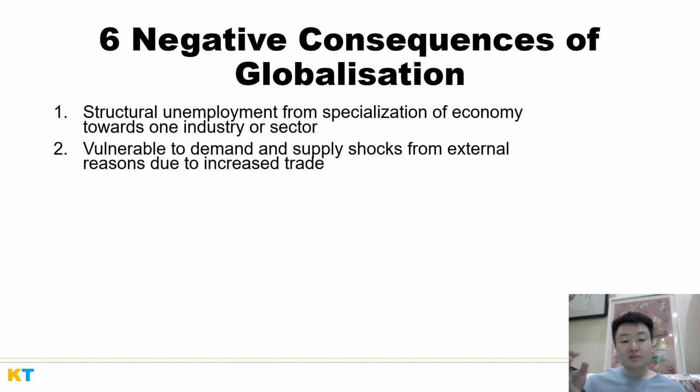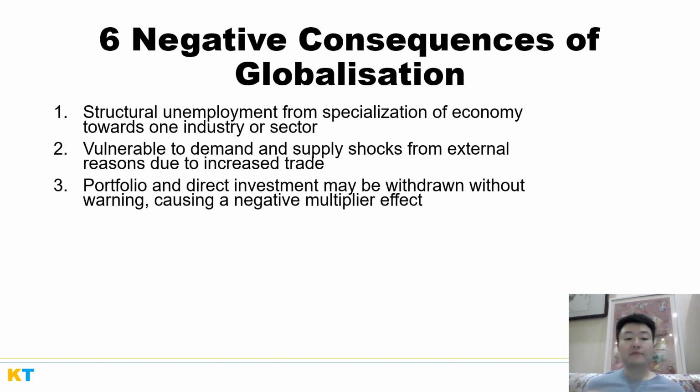Number 2, countries are now more vulnerable to demand and supply shocks from external reasons because of increased trade. And this is especially the case for export-led economies where a large percentage of the country's GDP is dependent on foreign money buying our goods and services. So this is especially true for places like the Maldives, for places like Sri Lanka and Dominican Republic. That's really dependent on tourism from people that come from higher income countries.